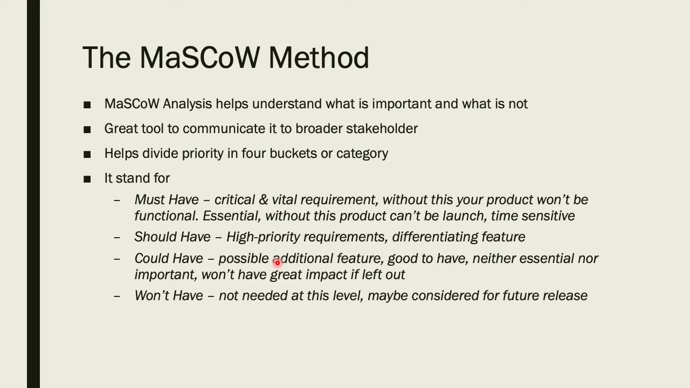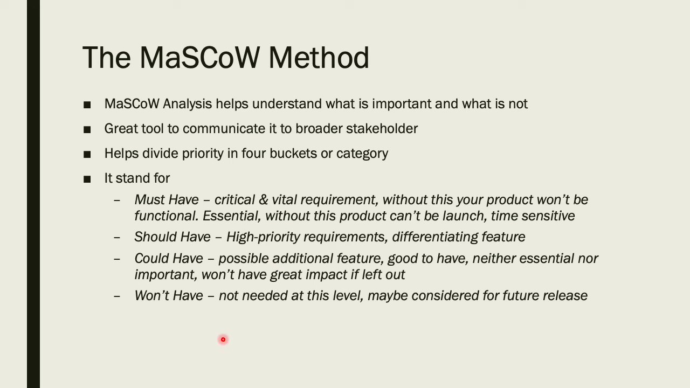And a could-have feature is a possible additional feature. It's good to have, but it's neither essential nor important and won't have a great impact if you leave it out. What that could be is instantaneous payment, where you don't have to enter the OTP by hand. It automatically detects the OTP if you are using a phone or doing it through the app. It fetches the details and pays for it. It could be a could-have feature. You don't need to include that within the release. It's okay if you leave it out and you might cover it in the next cycle.